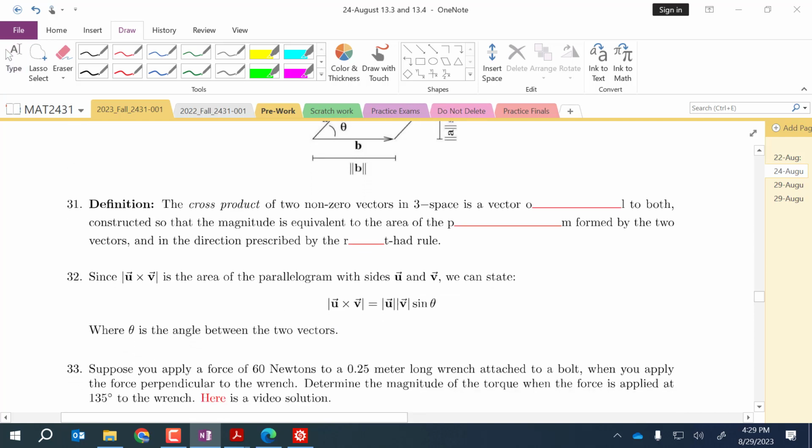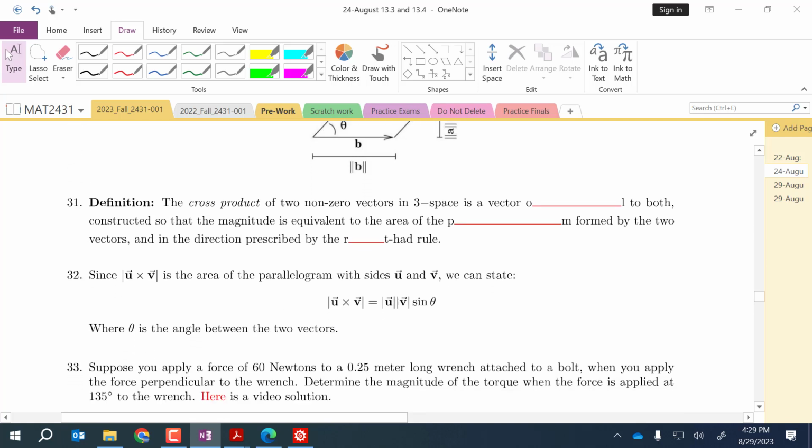Okay? So here we're ready to finish out that definition of the cross product. The cross product of two non-zero vectors in three-space is a vector orthogonal to both, constructed so that the magnitude is equal to the area of the parallelogram formed by the two vectors, and the direction is prescribed by the right-hand rule. Okay.